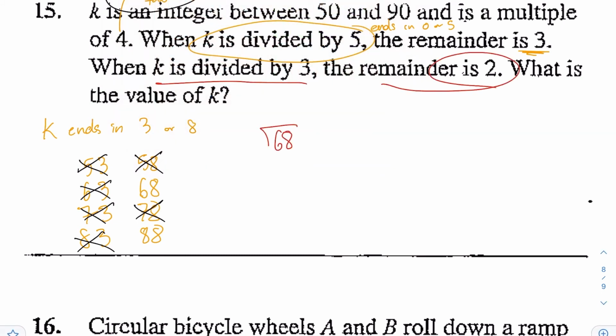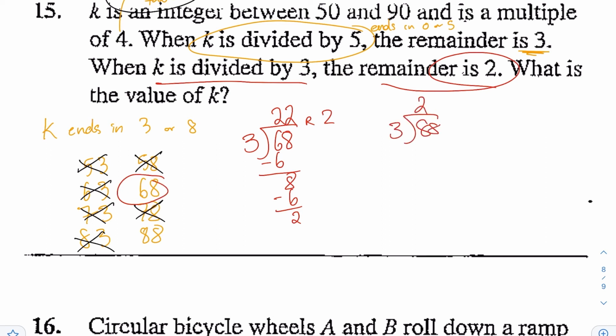So if you try 68 divided by 3, 3 goes into 8 2 times, and 2 times 3 is 6. So you get a remainder of 2. So that tells you that the answer has to be 68. Now you want to double check with 88. If you do 88 divided by 3, whoops, that should be 9. You get 29 remainder 1, which tells you that it's not the answer. So the answer has to be 68.